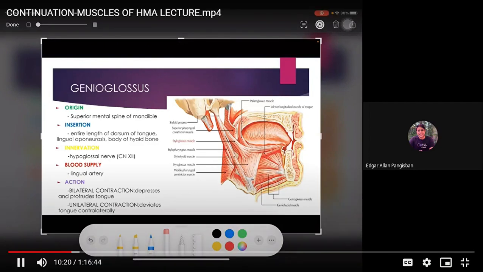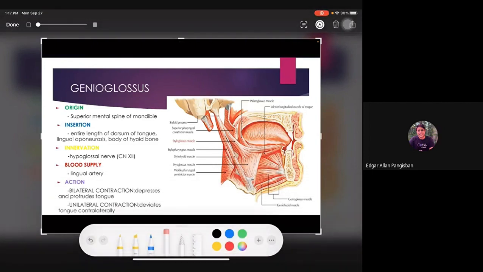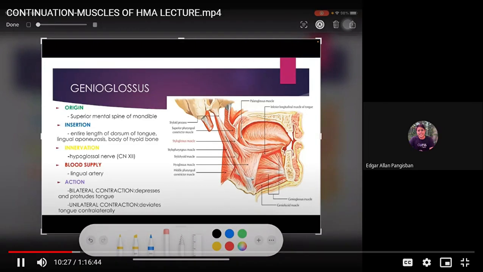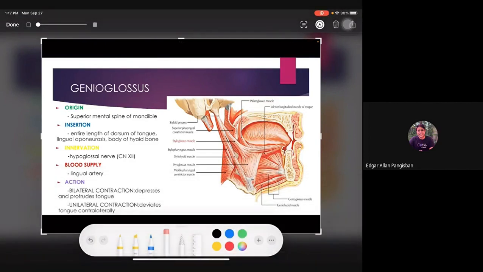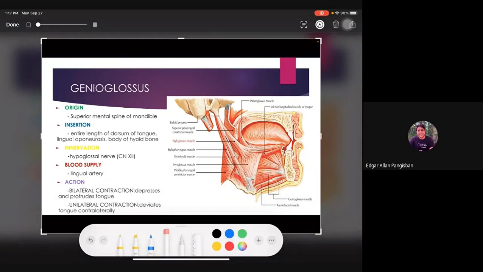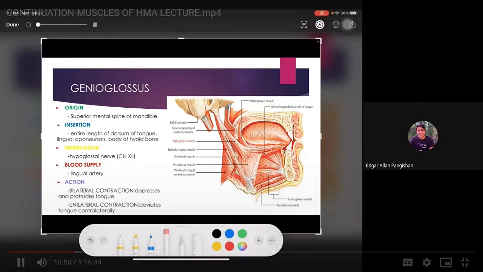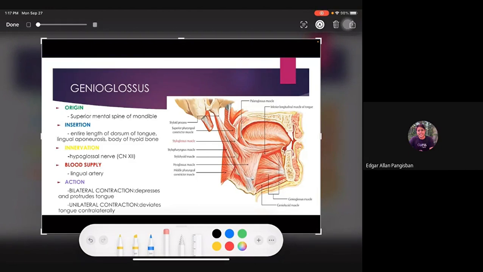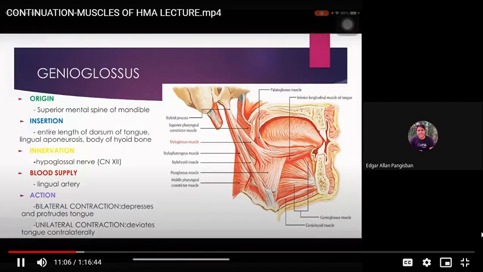So, meaning, if your right genioglossus muscle would contract, the tongue would be pulled towards the left. Okay, clear po? If the right genioglossus would contract, the tongue would be pulled towards the left. At the same time, pag ang left genioglossus ang nag-contract, the tongue would be pulled towards the right. Kasi nga opposite, it's a contralateral direction. Pag unilateral or one-sided contraction. Is it clear? Clear pa tayo sa genioglossus?